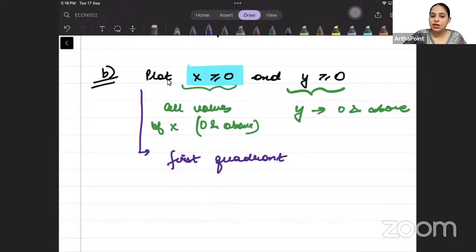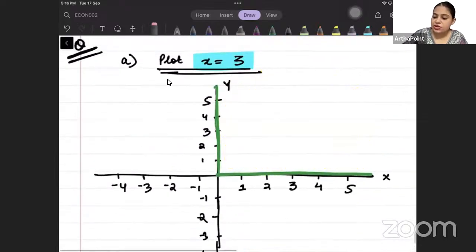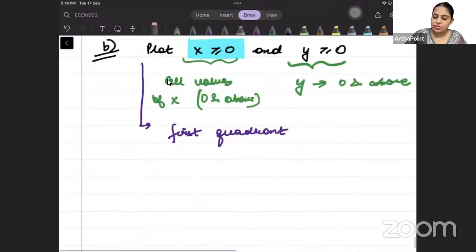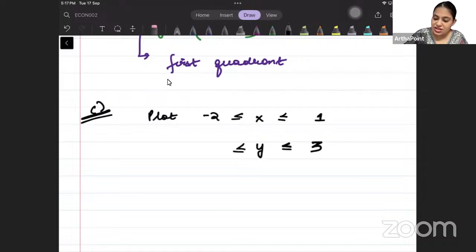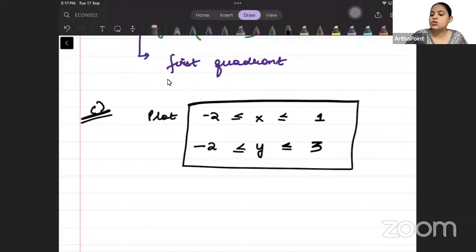Clear, beta? ठीक है. Now let's look at the third question. So I will just remove this. अब हम let's look at the third part. So plot x less than equal to 1, greater than equal to -2, y greater than equal to 3, less than equal to 3, greater than equal to -2. इसको हमें एक साथ प्लॉट करना है. We need to plot this.